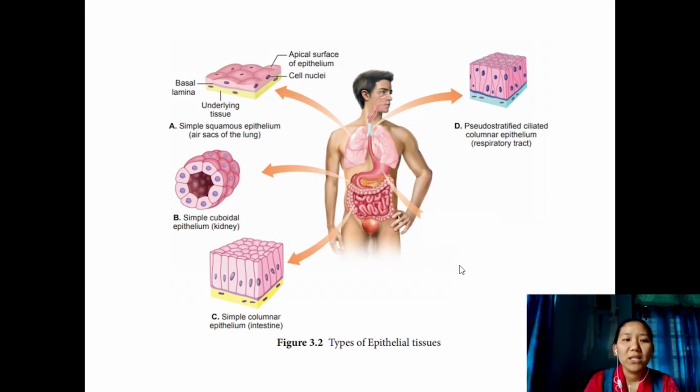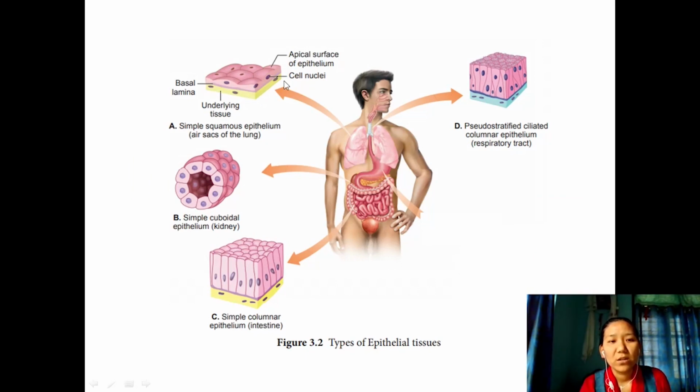So the first one is squamous epithelium. As I discussed, these cells are always placed on a basal lamina, or basement membrane. These cells are flat and thin, and they are usually found in the alveoli, that is, the air sacs of the lung. You know that the lung is a respiratory organ.